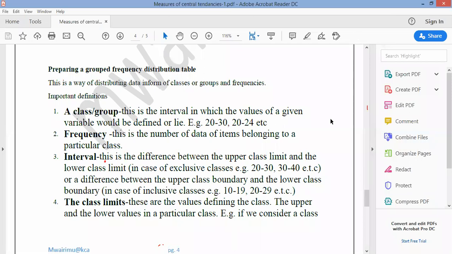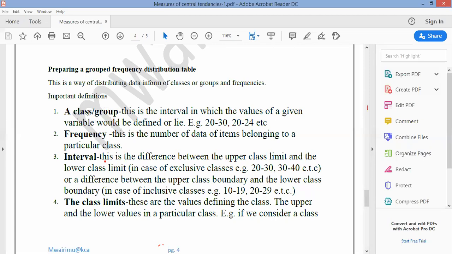Okay. So I have indicated a subheading there on the screen, preparing a group frequency distribution table. But for us to do this, there are some terms that we require to familiarize ourselves with. And these terms, I would wish that you understand them before we start forming a group frequency distribution table. I've tried to put them in big letters, with a big font, so that we are able to understand them.